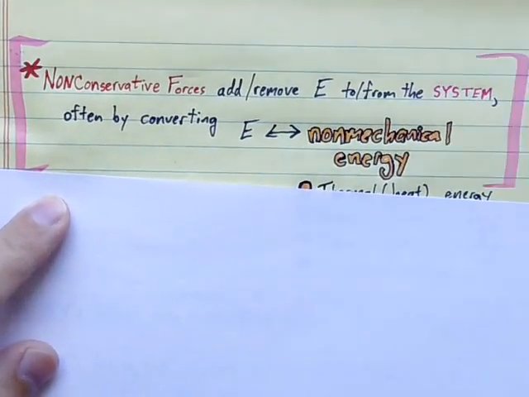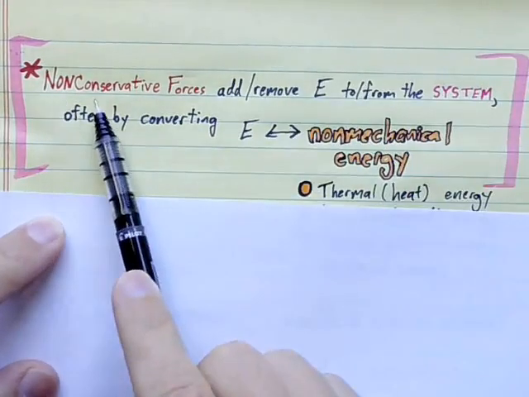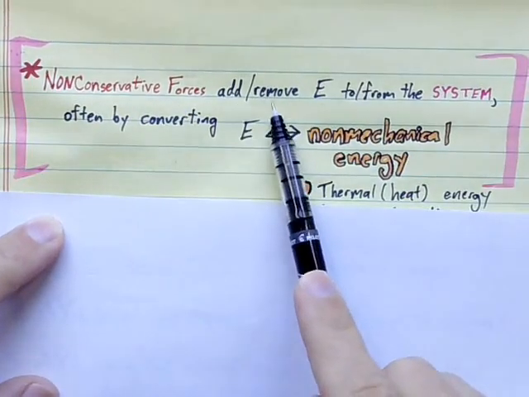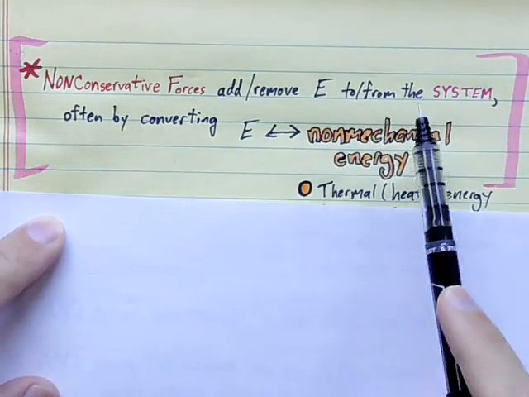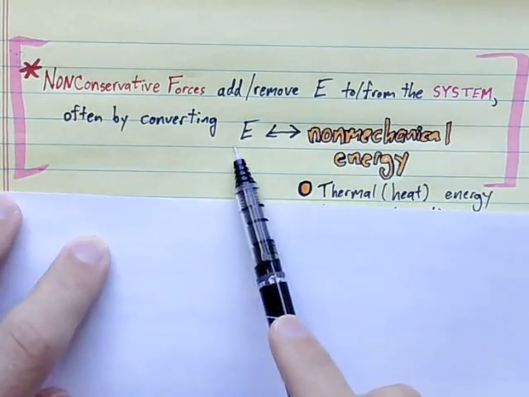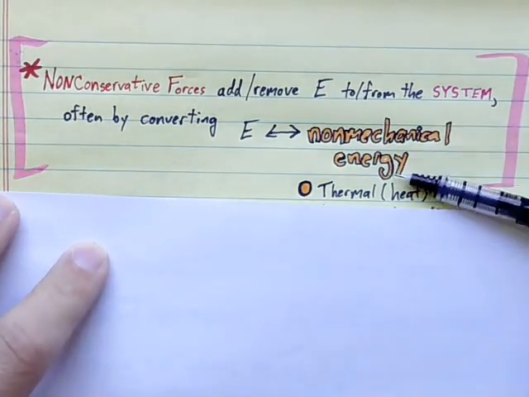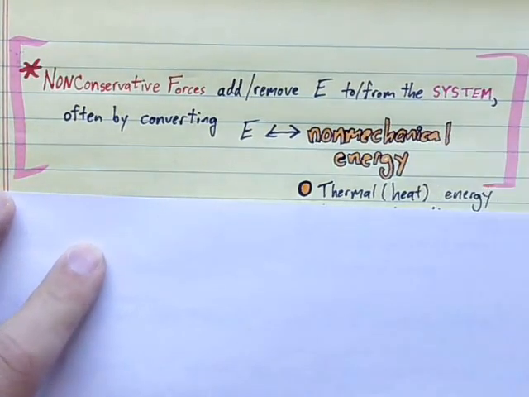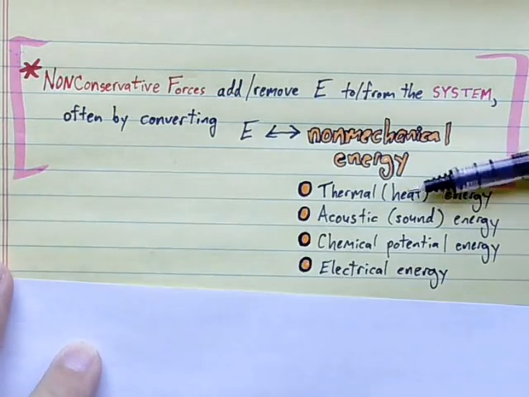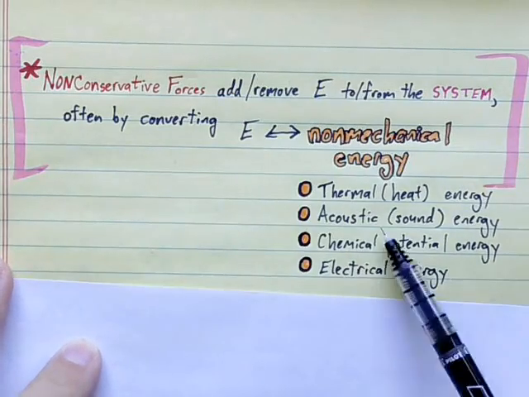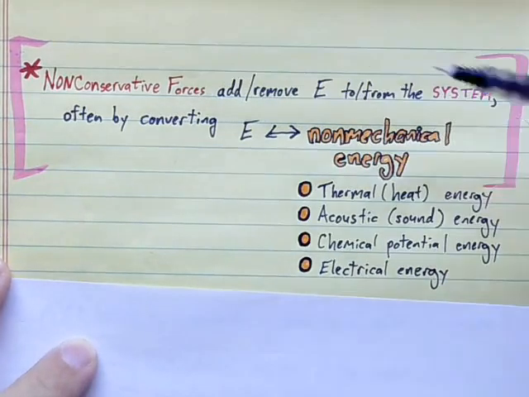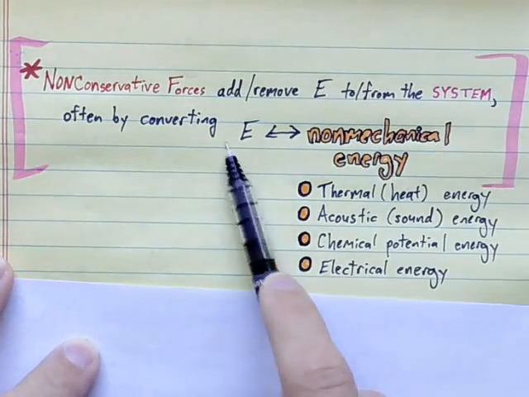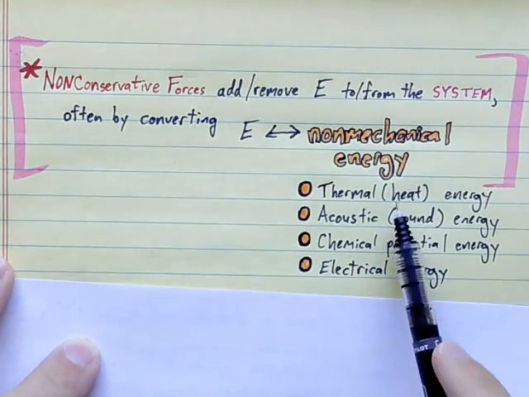So the sibling principle is that non-conservative forces add or remove mechanical energy to or from the system. Often they do so by converting mechanical energy into one of the several forms of non-mechanical energy, such as thermal energy, or heat, acoustic energy, meaning sound, chemical potential energy, electrical energy. Non-conservative forces will change mechanical energy into these and vice versa.